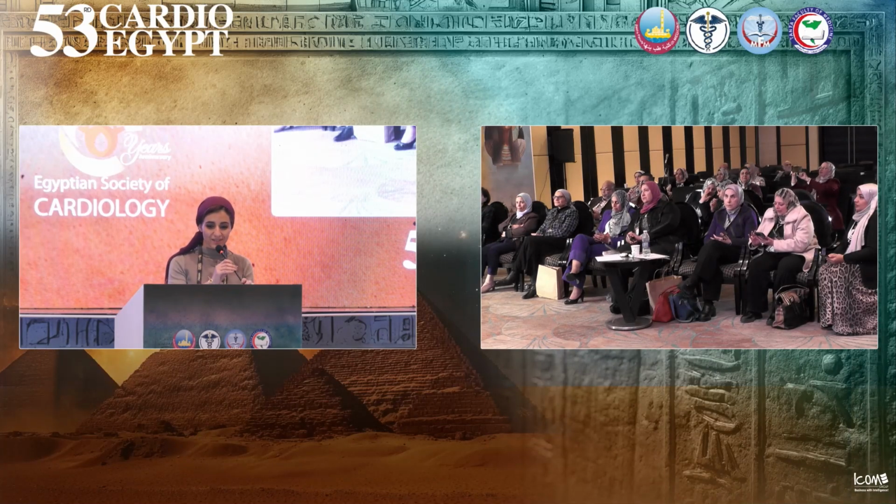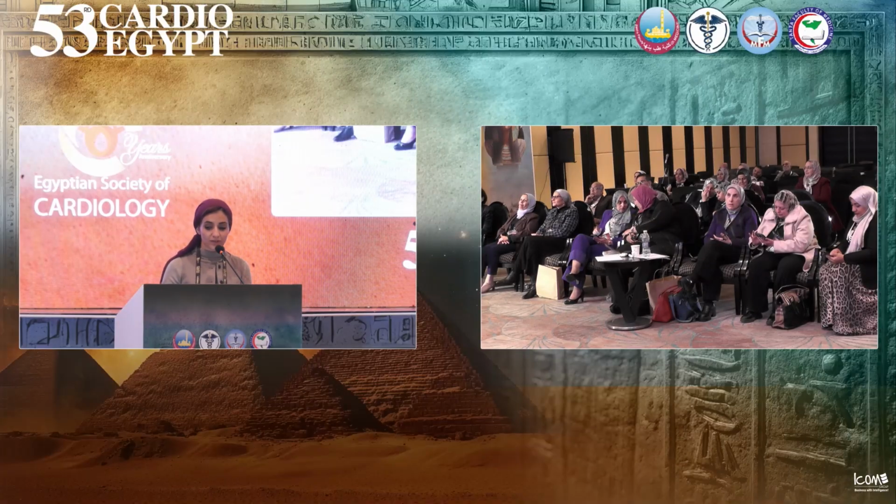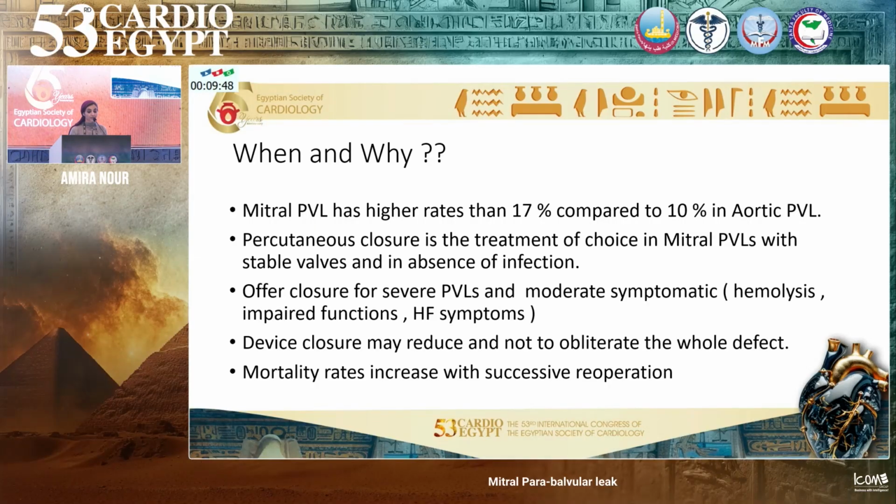And actually, this is more or less structural heart disease intervention, and this is one of the closest to my heart, actually. I'm going to talk about mitral paravalvular leaks. First of all, mitral paravalvular leaks have higher rates if compared to the aortic valve, 17 to 10%. And percutaneous closure is the treatment of choice, especially if the patient has a stable valve and in absence of infection.